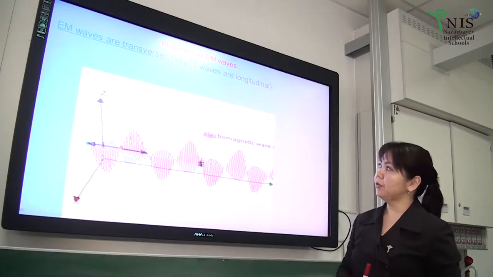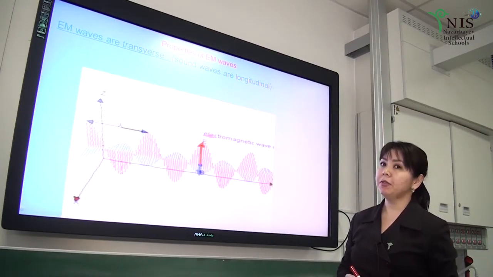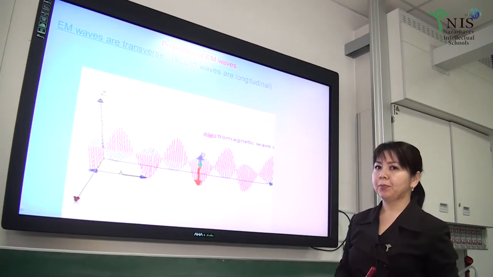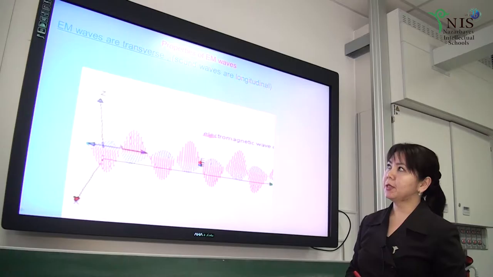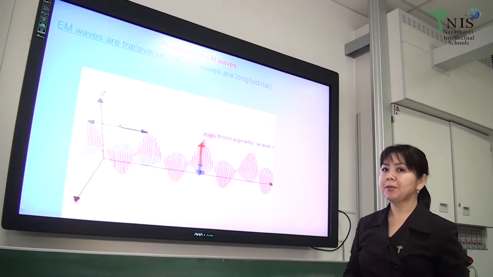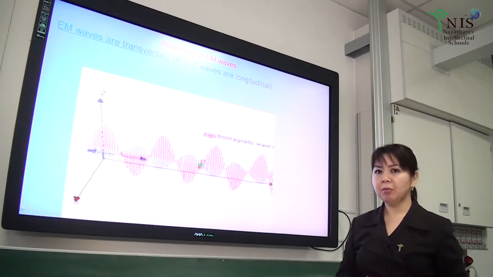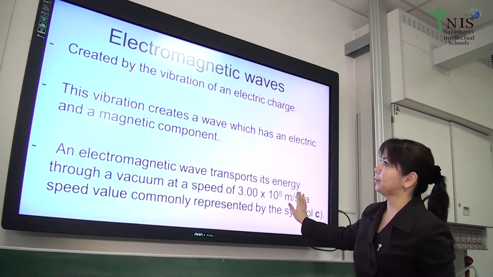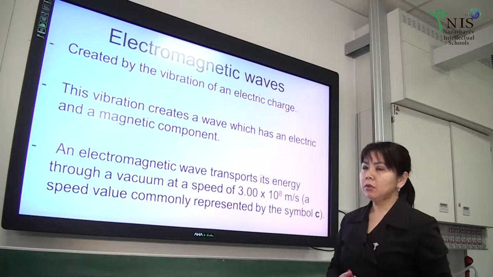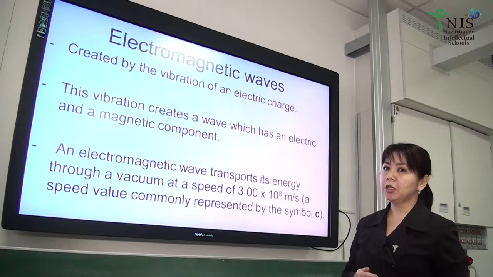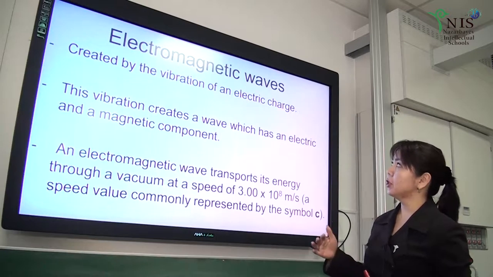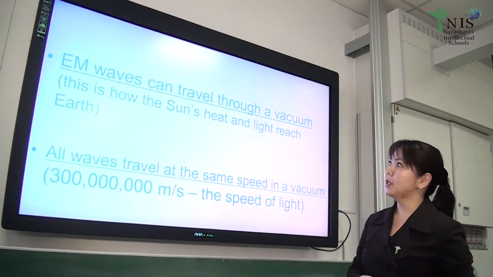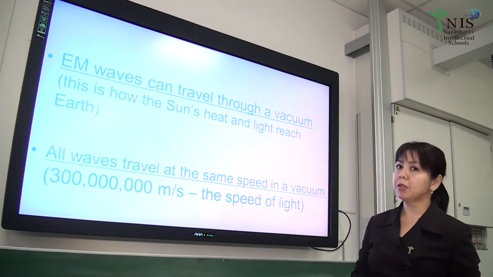Okay, as you can see from this animation, electromagnetic waves are a propagation of electric and magnetic fields. Properties of electromagnetic waves. Electromagnetic waves are transverse waves. If you remember, mechanical waves, for example sound, are longitudinal. As you understand from the animation, electromagnetic waves are created by the vibration of an electric charge. Another property is that electromagnetic waves can travel through a vacuum.